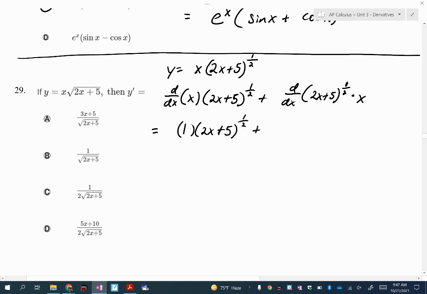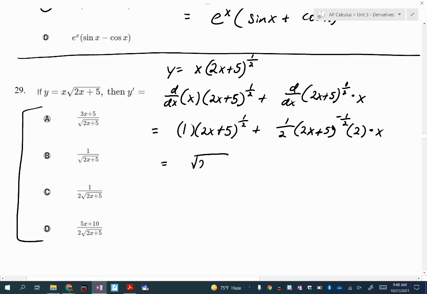plus, now here we have the power rule, so 1/2 times (2x + 5). Subtracting 1 from 1/2, I get negative 1/2. And remember, we need the chain rule. The derivative of 2x + 5 is 2, and then times the original x. So I'm going to rewrite this with the radicals because all my answer choices have that back as a square root.